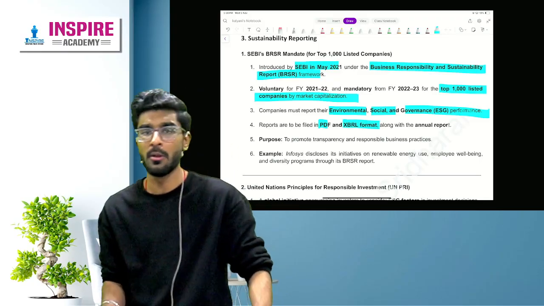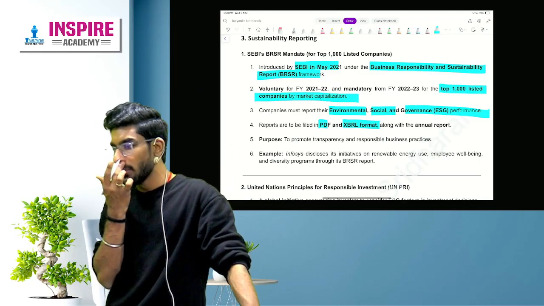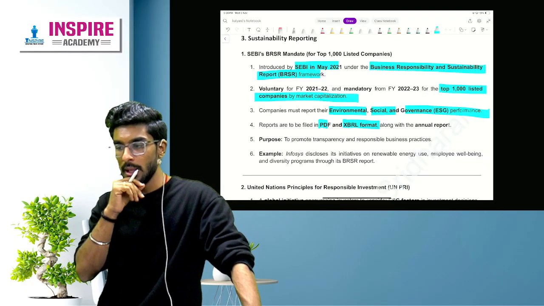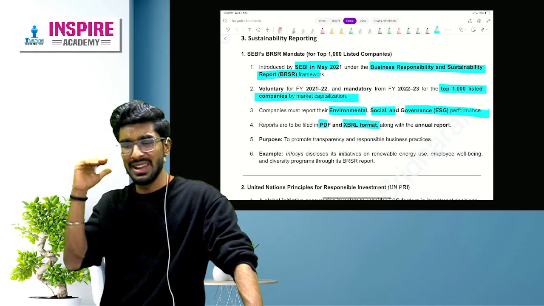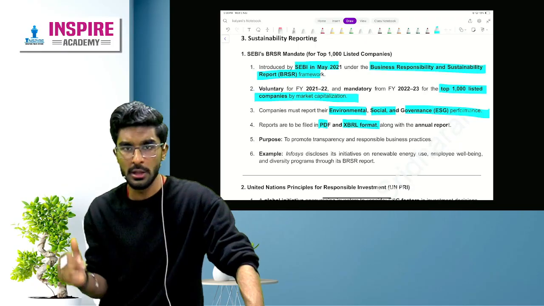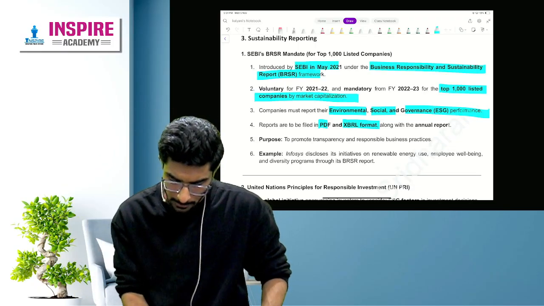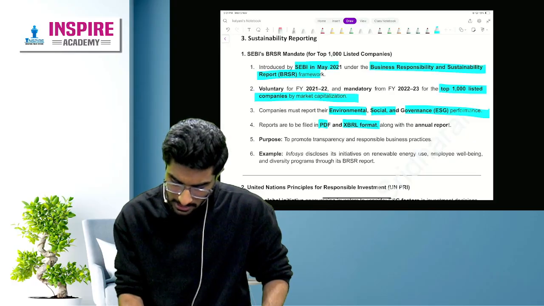What is the meaning of XBRL format, people? It's a format where information can be easily understood. A very data-friendly way of presenting your information. Next, the purpose is to promote transparency and responsible business practices.